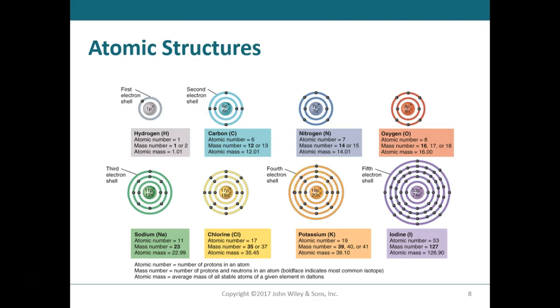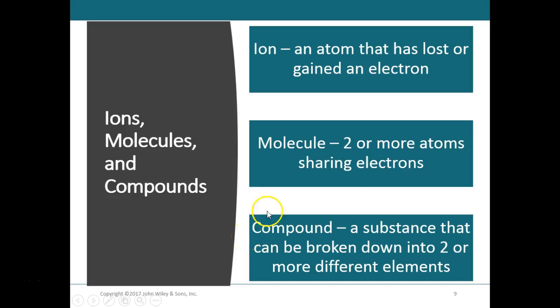So the octet rule, oct, remember, means 8, means that that second electron shell is full. We talk about that when we're looking at the way that some of these chemical bonds are formed, and the number of electrons in that shell helps to determine how reactive or how likely these atoms are to form bonds with other atoms and create molecules.